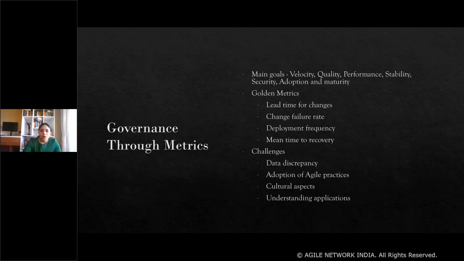So the main goals of DevOps adoption are to achieve velocity, quality, performance, stability, security, adoption, and maturity of DevOps practices. And hence the golden metrics also belong to the same category.